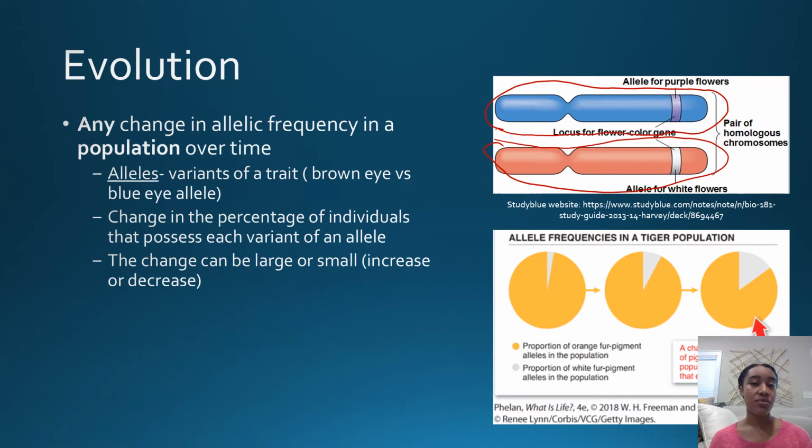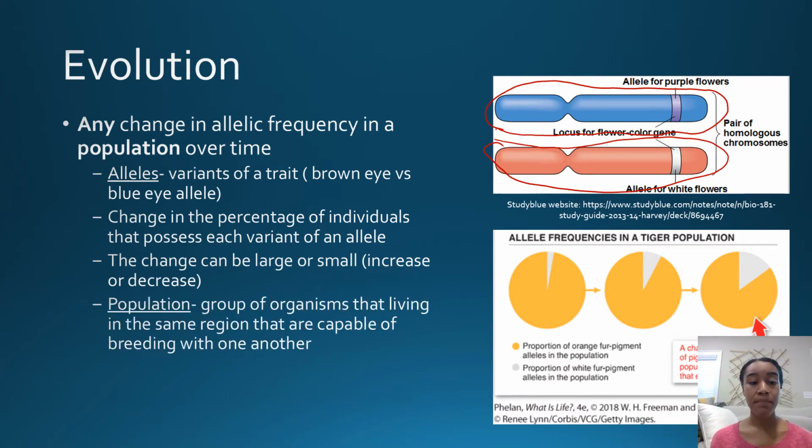Same thing if 10 children are born with blonde hair. Now the percentage of blonde hair traits in that population has increased relative to the population, and the percentage of brown hair has decreased. So that population has now evolved. A change in the population can be large or can be small. In both cases, evolution has occurred.